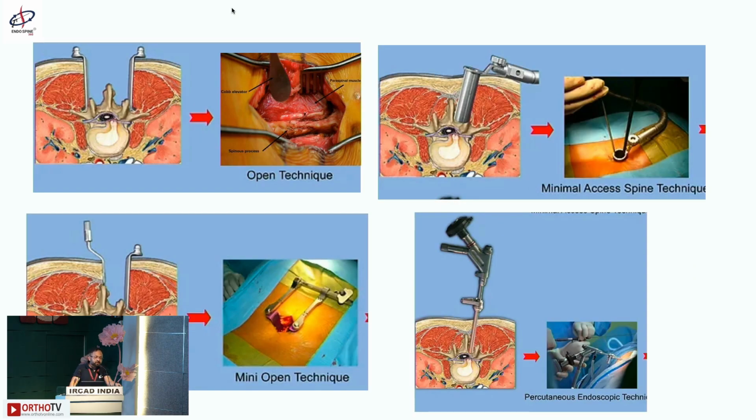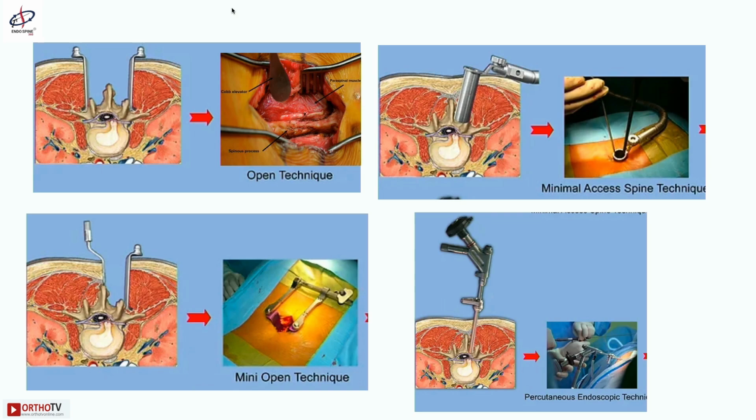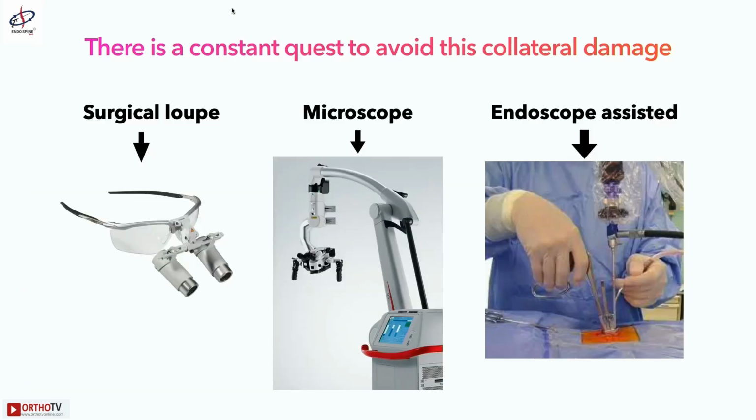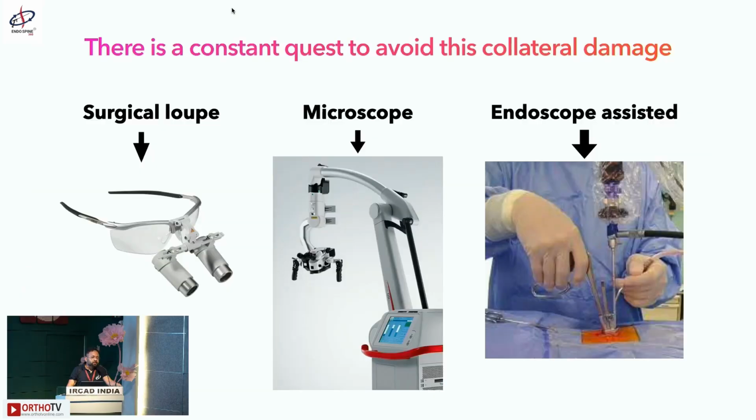So this constant quest started initially with open surgery, then mini open techniques, then minimal access spine surgery with tubes, then percutaneous endoscopic surgeries. This constant quest to avoid collateral damage initially started with using surgical loupes so that you are not destroying much of the bone. Then they started using the microscope, then endoscopic assisted procedures like dust induced, and true endoscopic spine surgery.